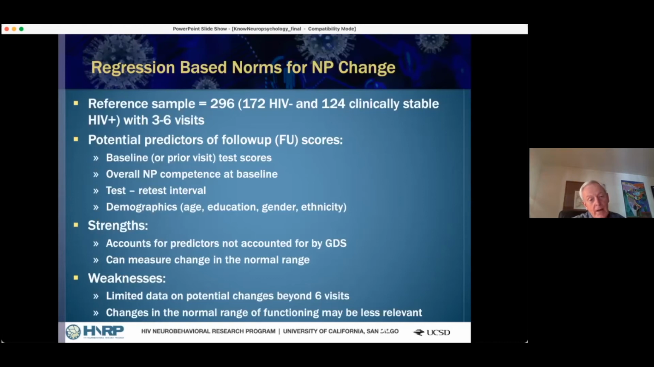Weaknesses, we had limited data on potential changes beyond 6 visits. And obviously changes in the normal range may not be all that important. We just don't know, but we have the ability to look at it. Next.